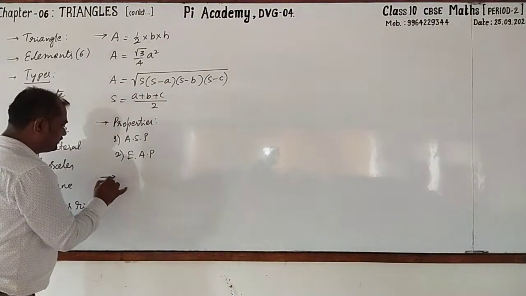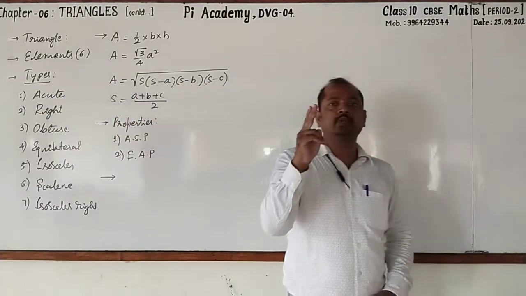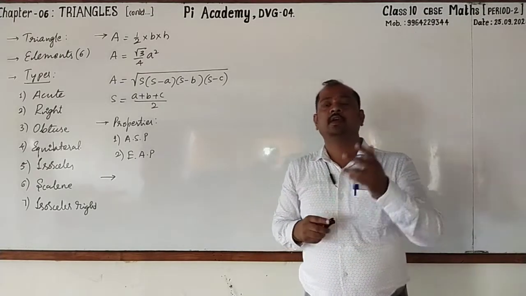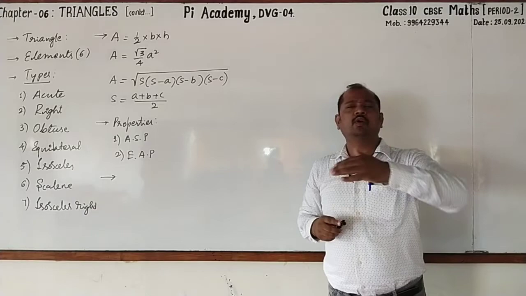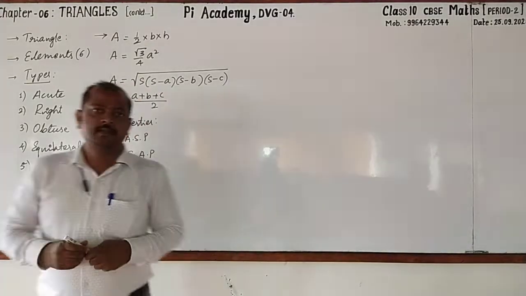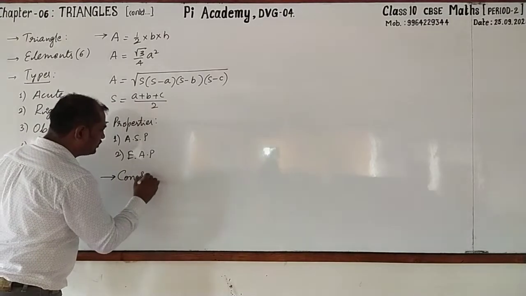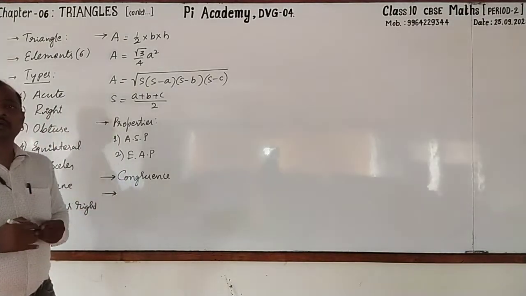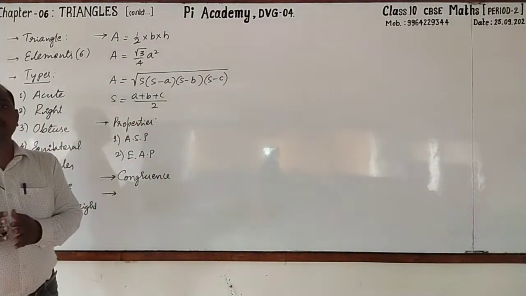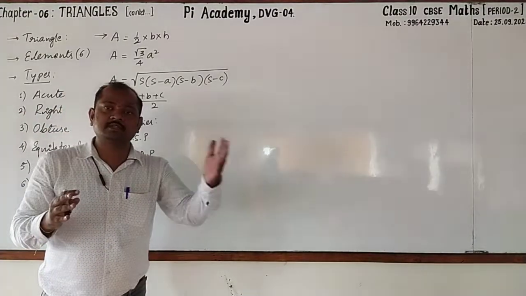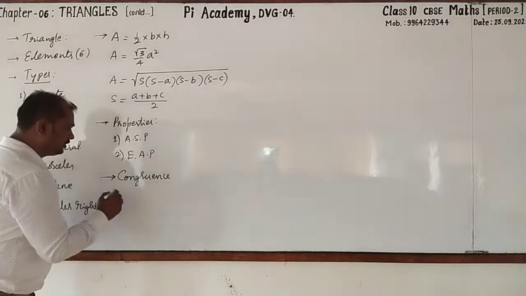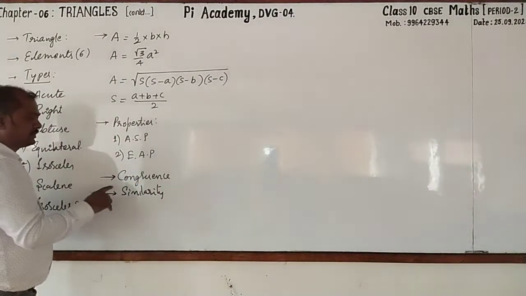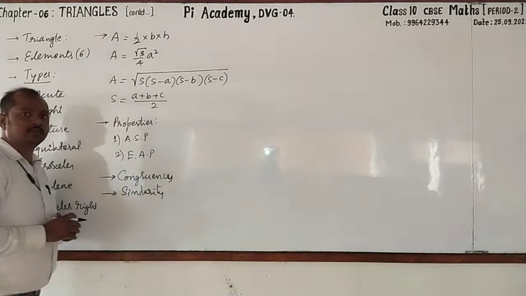Then after all this, I introduced two important concepts. In one of the concepts, the geometrical figures are equal in all respects. What is it? Yes, it is congruence, right? And another one, geometrical figures having the same shape but not necessarily the same size. They are called similar. So these are the two important concepts. One is congruency, second one is similarity.